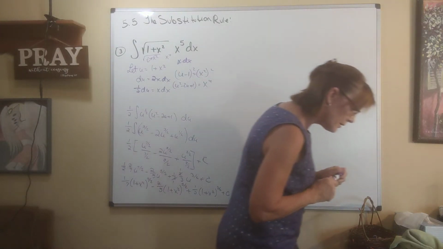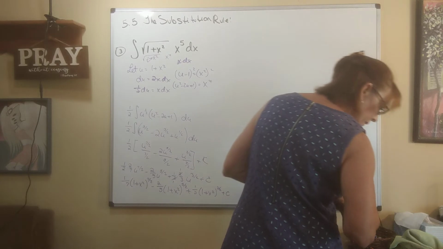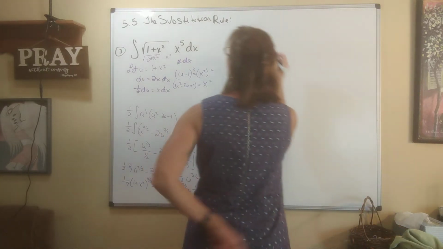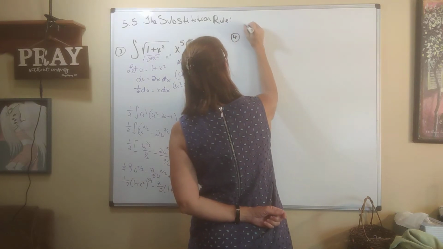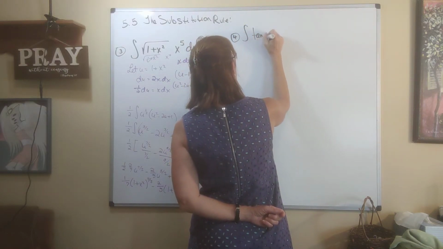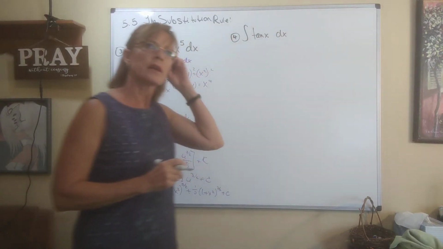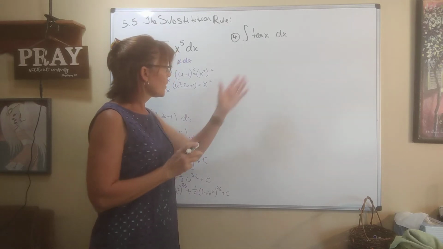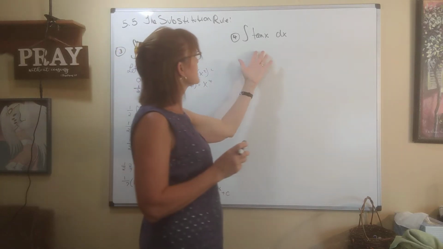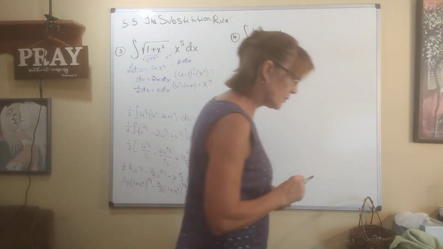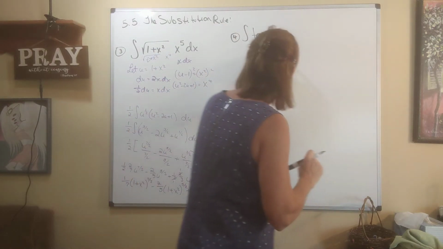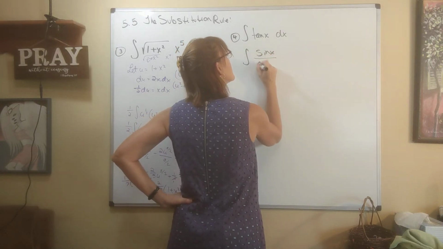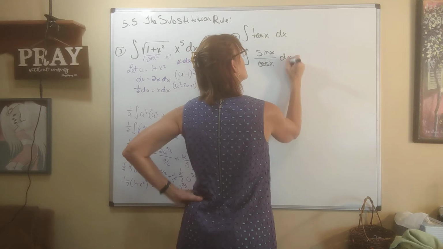Alrighty. Let me see if I like my answer. And I do. Okay, let's do number 4. Number 4 is the integral of the tangent of x dx. Okay, so what I like to do here is maybe break this down into sine and cosine. So let's see what happens when we do that. So tangent is really the integral of the sine of x over the cosine of x dx.